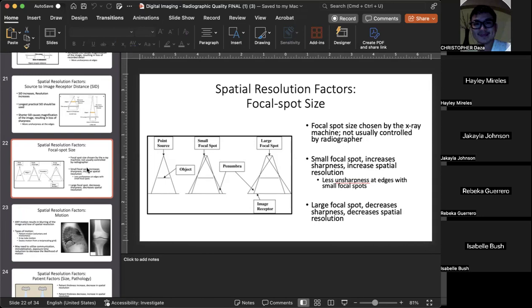And so when we start to look at this, you need to know that small focal spots increase spatial resolution. And the image here showcases it. So when there is a small focal spot, the unsharpness at the edges is less than when there's a larger focal spot. Okay.